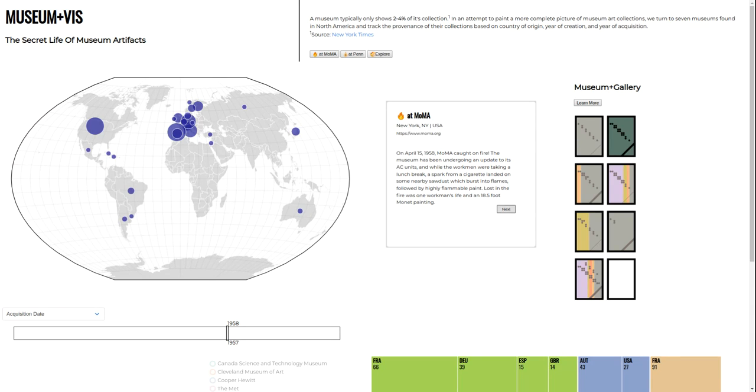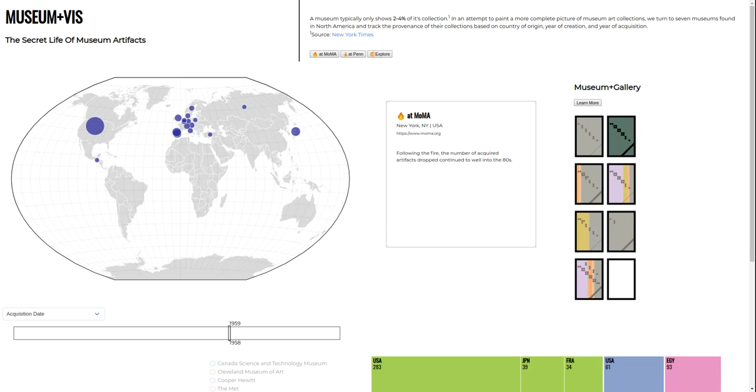MuseumVis has 2 main views. In the first view, you can look at 2 curated stories about events that affected museum art collections. For example, MoMA had a fire in 1958. You can see the negative effect on the collection up until the 80s.